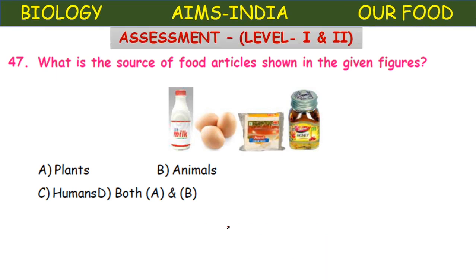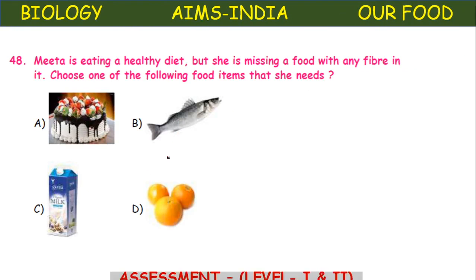What is the source of food articles shown in the given figure? Milk, egg, cheese, honey. The options are plants, animals, human beings, both plants and animals. So these are all sources obtained from animals.